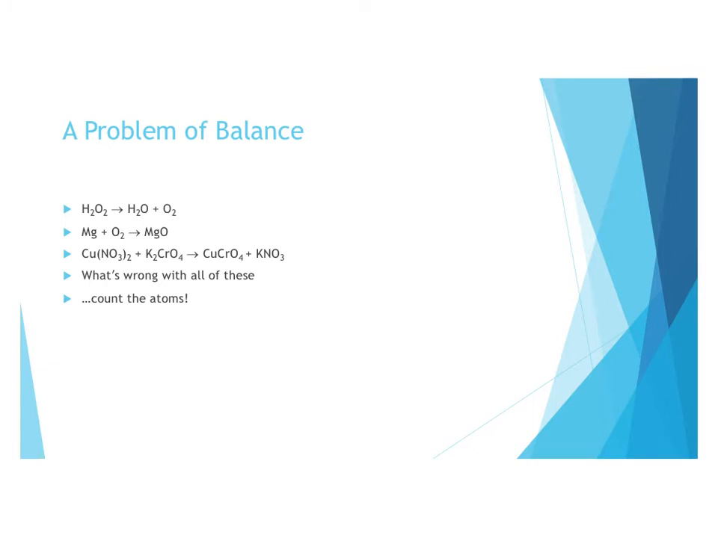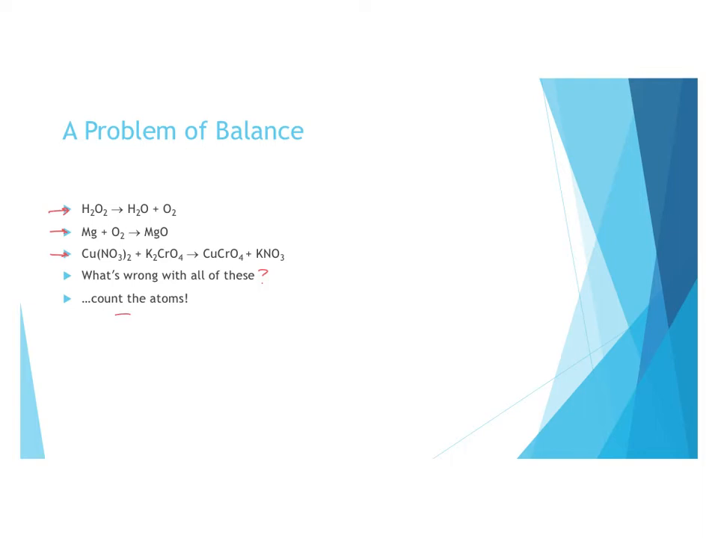So yesterday in class, we wrote out some equations. We practiced writing some equations together, and these were 3 of the equations that we wrote. And the question I have is, what's wrong with all of them? You may have noticed this yesterday, especially if you knew a little something about chemical equations beforehand. Let's give us a clue.